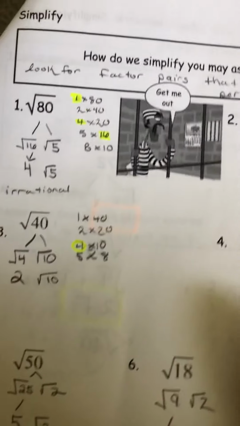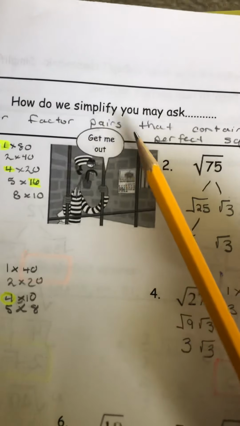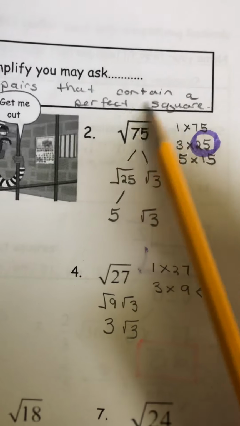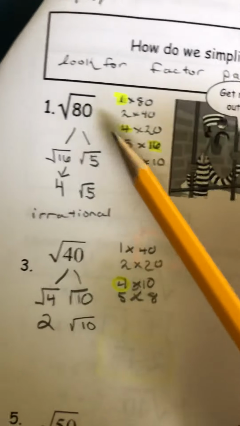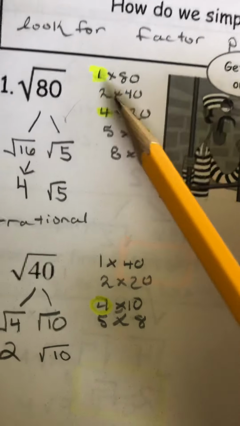So, how do you simplify an irrational number, you may ask? Look for factor pairs. And make sure when you look for factor pairs, try to find a number that contains a perfect square. So for instance, 80. Pretty big number, but I know 1 times 80 is 80.